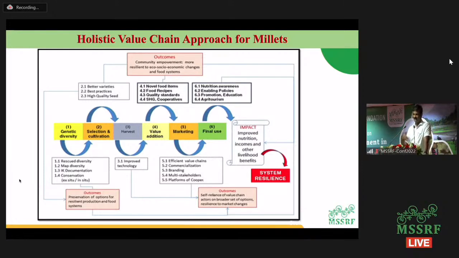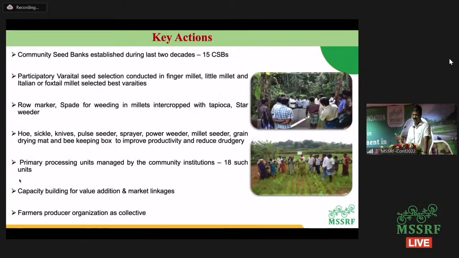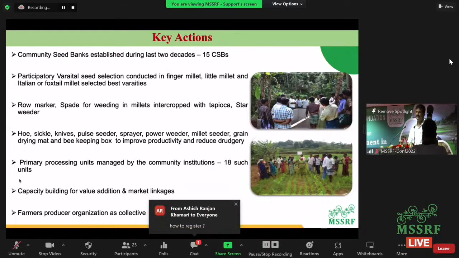To simplify, I would like to explain very few points here. These are all a summary of our studies. Detailed analysis is available with us and is ongoing. Whoever is interested, we can share it with you. One is that we started to create community-based seed banks. Those seed banks are managed by the community.